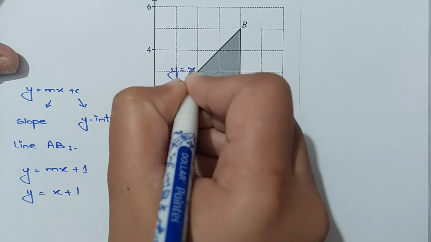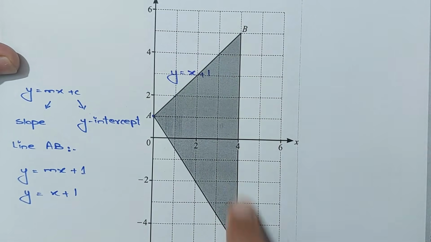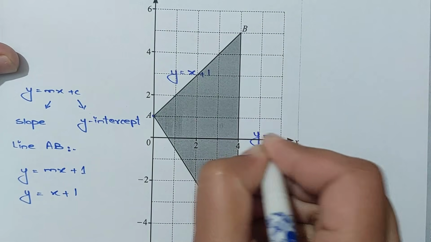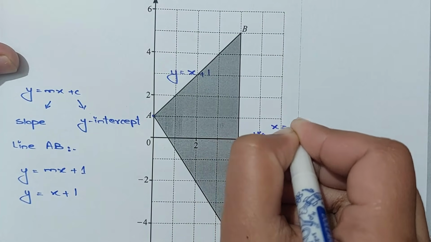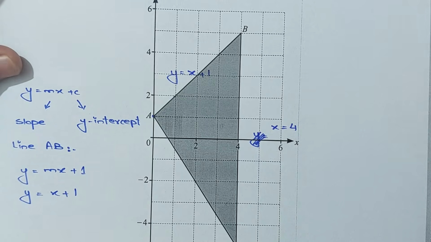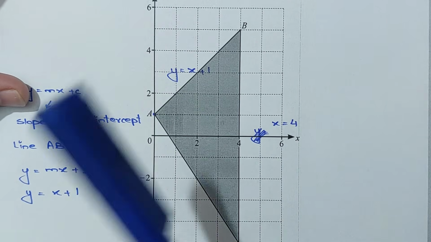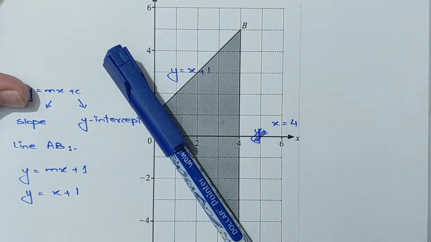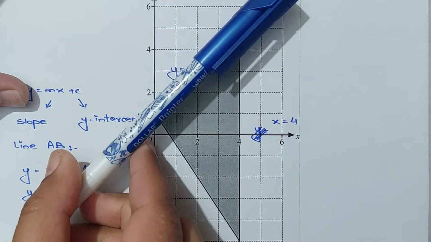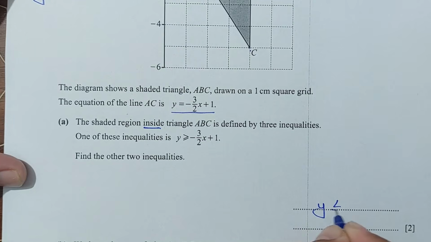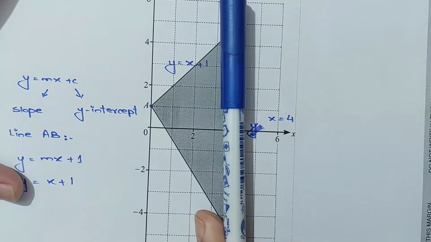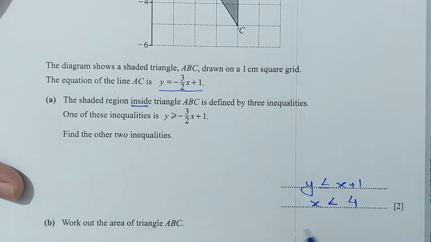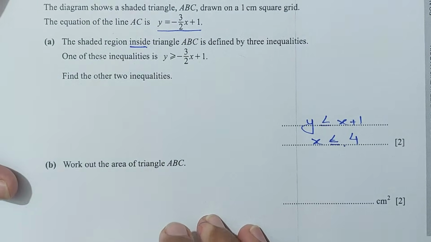Y equals x plus 1. And this line is, sorry, x equals 4. This is a vertical line. So x equals 4. So the three inequalities are: this line AC is greater than or equal to, and this one is less than or equal to. So we can write this down. y is less than or equal to x plus 1, and x equals 4 is this line, equal and less, so it is x less than or equal to 4. So these are the rest of the two inequalities.